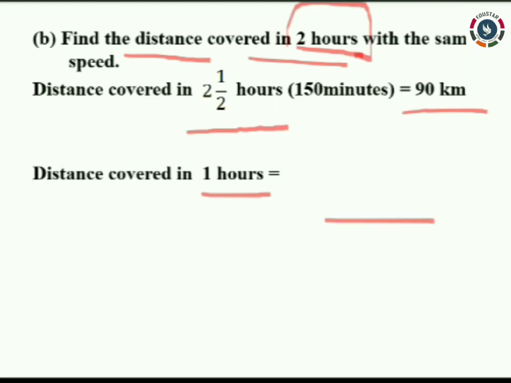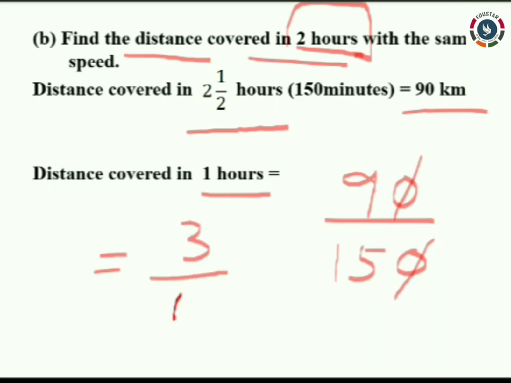Now we are going to find for 1 hour, right? So the time will come as the denominator. So 150 minutes will take for covering 90 kilometer. Do cancellation, 0 and 0 cancel. Next 9 and 15 are both divisible by 3. You will get the answer as 3 by 5 kilometer. Just keep it as such. Distance covered in 1 hour is 3 by 5 kilometer.